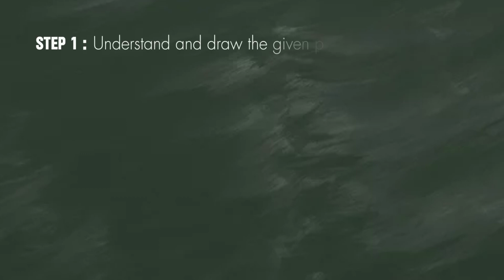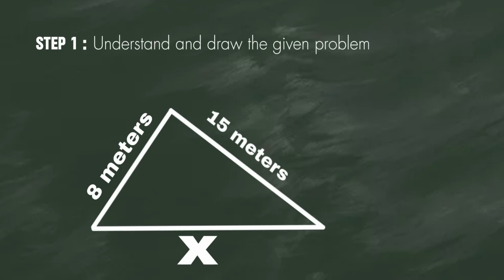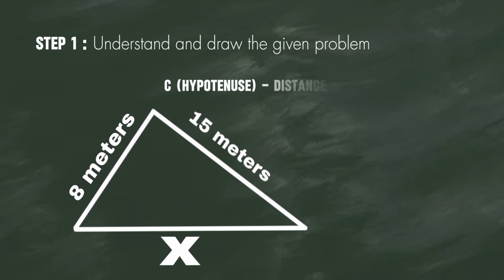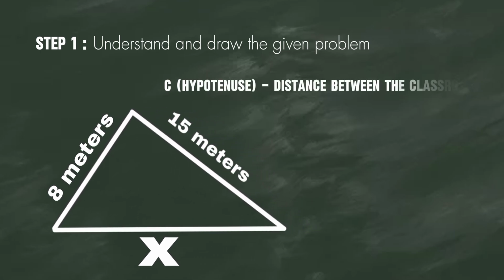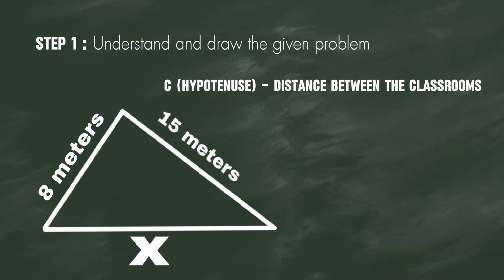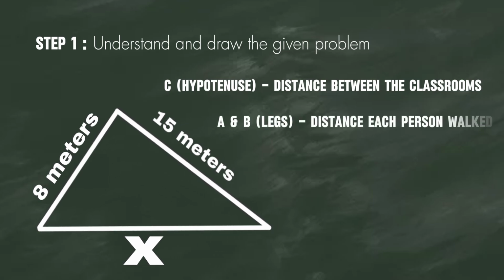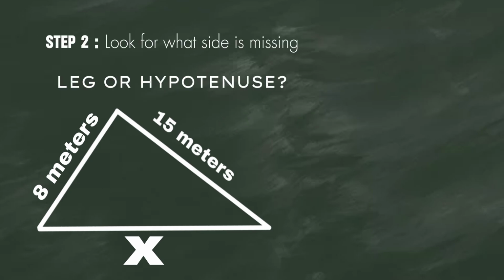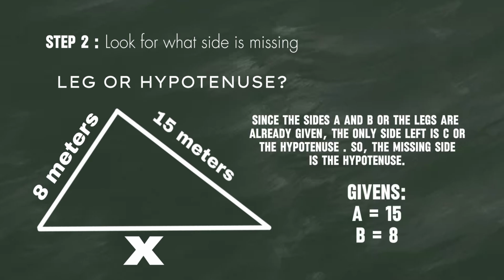Step 1. Understand and draw the given problem. C is the hypotenuse or the distance between the classrooms. Lastly, a and b are the lengths of the other two sides or the distance each person walked. Step 2. Look for what side is missing. Since the sides a and b or the legs are already given, the only side left is c or the hypotenuse. So, the missing side is the hypotenuse.